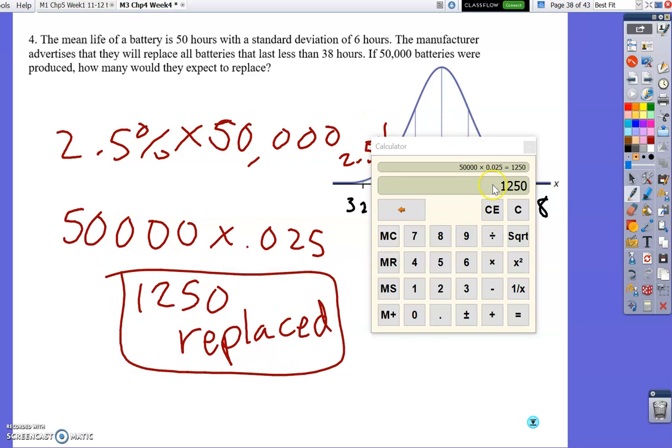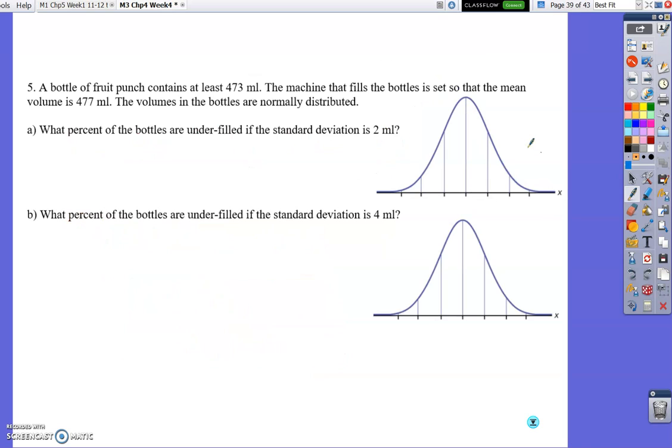Continuing, you have question 5. A bottle of fruit punch contains at least this many milliliters. The machine that fills the bottle is set so the mean volume is 477. The volume of bottles is normally distributed.